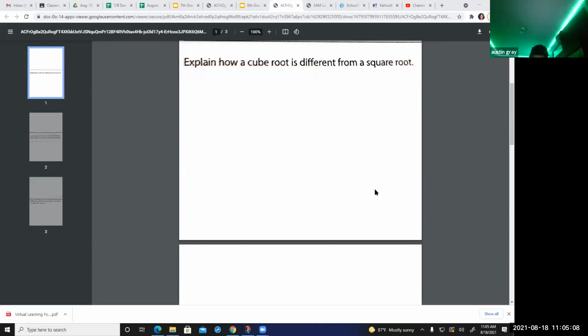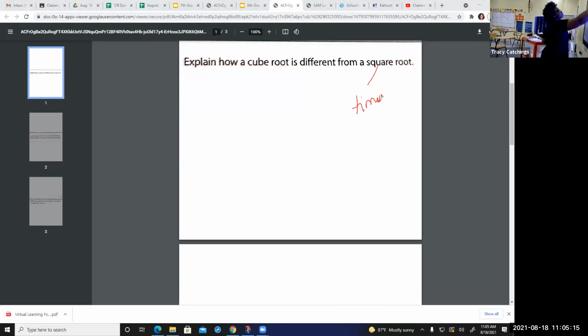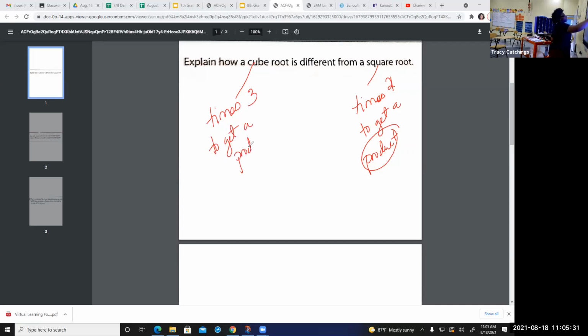Isn't square going to be 2? Okay, square is 2. Cube is 3. So we're going to say times 2 to get a product. And then cube, Elijah, I think, told us times 3 to get a product. You also could have given us the different roots of it. The cube root will have a little 3 in front of that radical sign, and then the square root won't have anything in front of that radical.